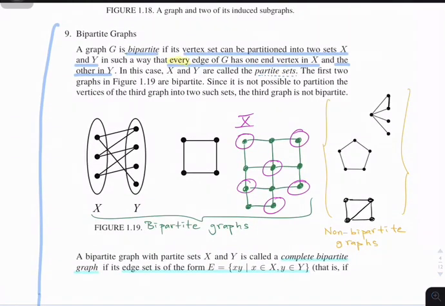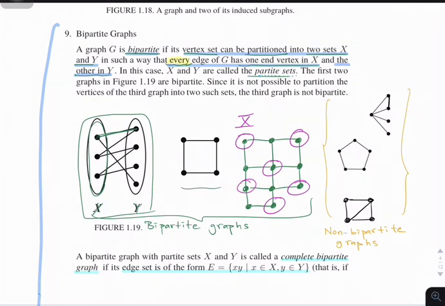We say that a graph is bipartite if its vertex set can be partitioned into two sets, call them X and Y, in such a way that every edge of the graph has one endpoint in X and the other in Y. And we say that X and Y are partite sets. So this graph is bipartite because it's possible to partition the vertices. So here we partition the vertices into two sets, X and Y, and you can see that for every edge, one endpoint is in X and the other is in Y.